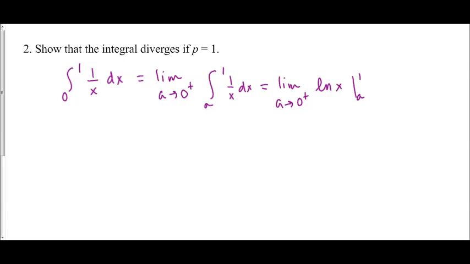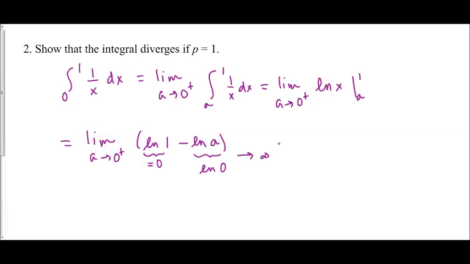And now we're ready to substitute in our limits of integration. So we're still going to have our limit as a goes to 0 from the positive side. And we're going to have the natural log of 1 minus the natural log of a. And of course, the natural log of 1 is equal to 0. But as we apply that limit as a goes to 0 from the positive side, this is going to give us the natural log of 0, which is going to go to infinity, which means that our integral is going to diverge.